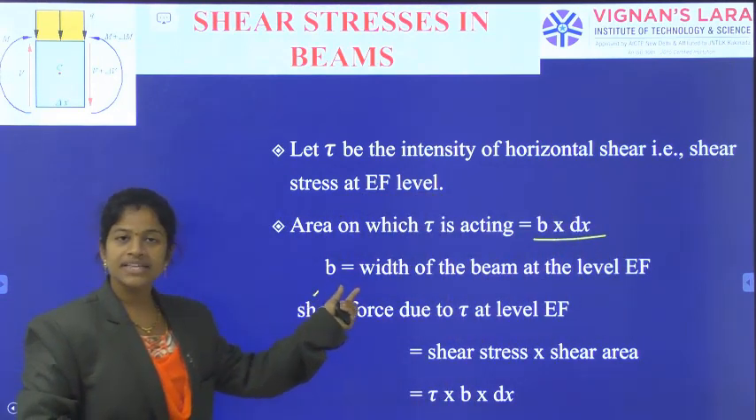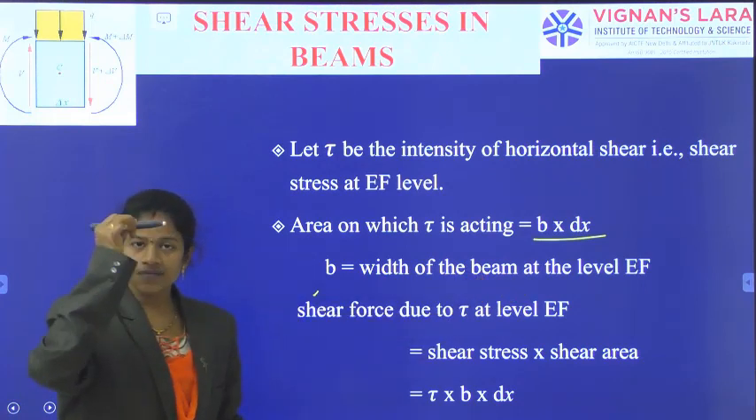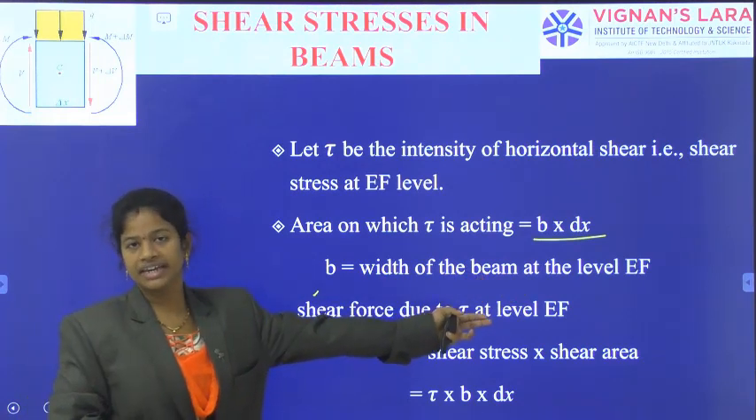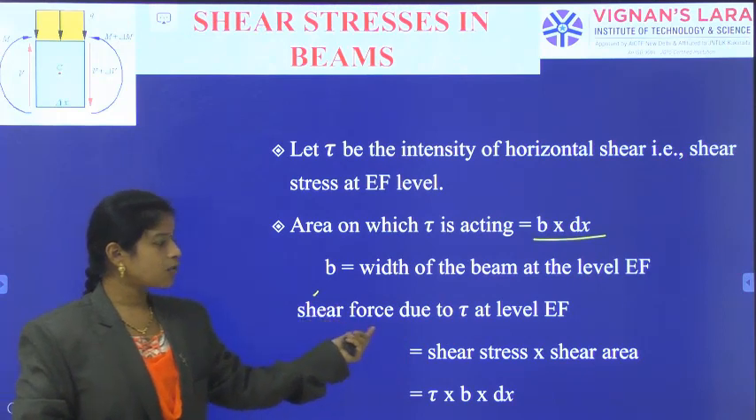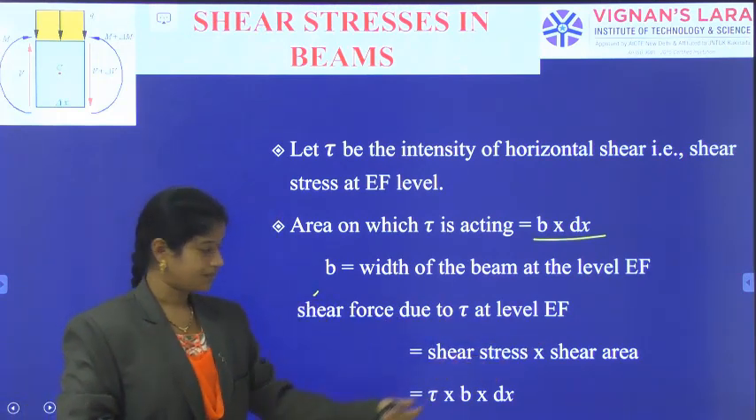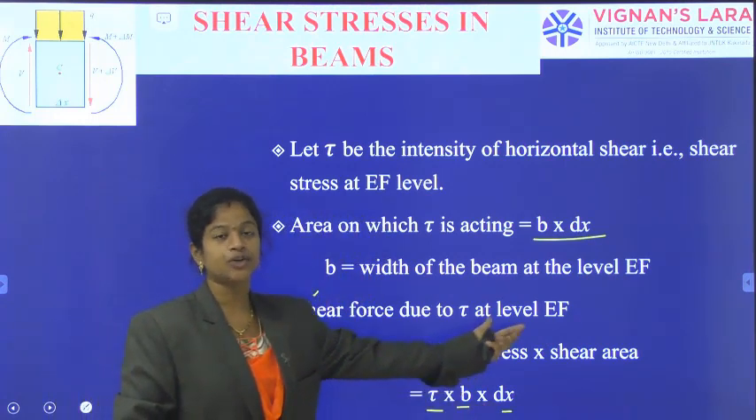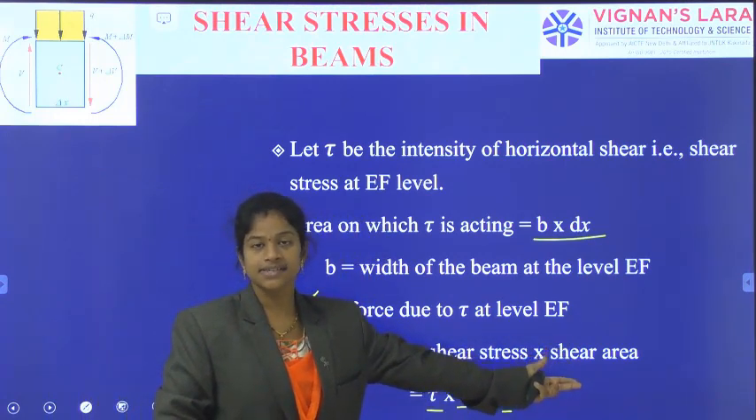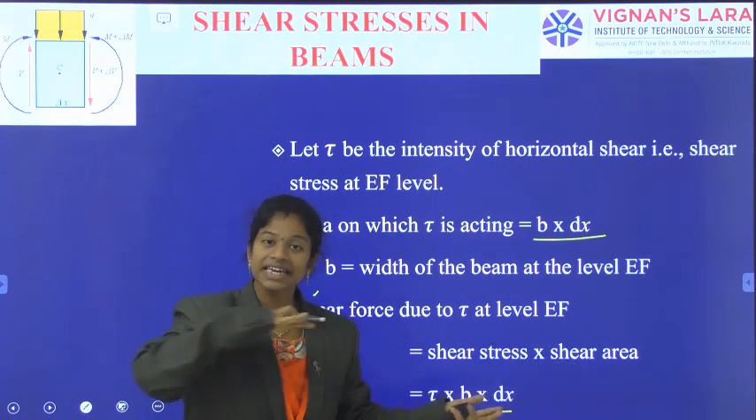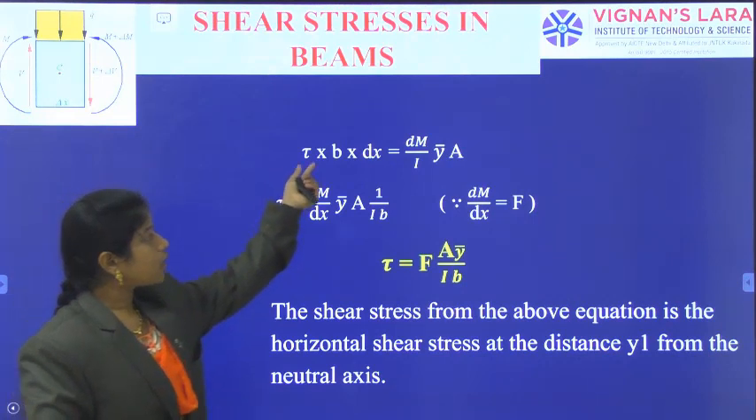Now, small b is equal to the width of the beam at the level EF. At the level EF, that is the width I have to indicate there. And the shearing force due to the tau at the level EF is equal to tau times b times dx: shear stress into the shearing area. Okay. And tau b dx.